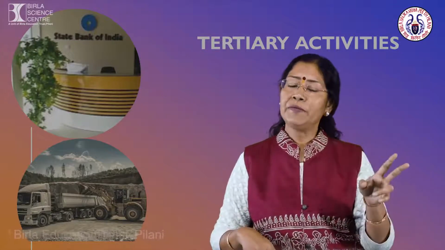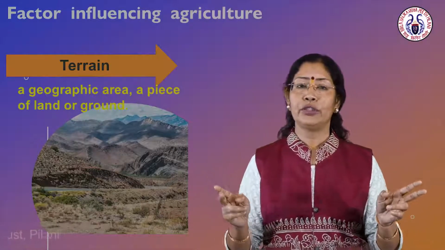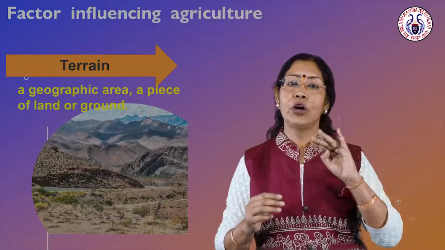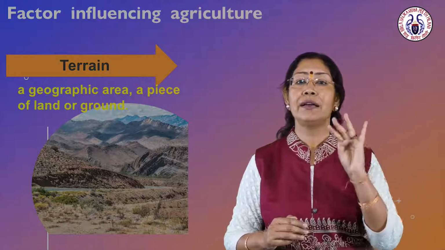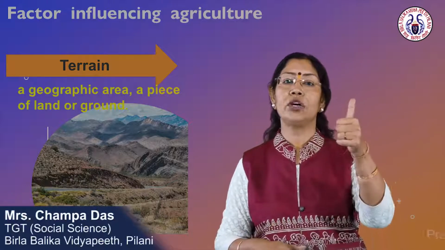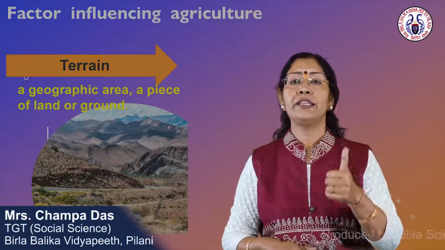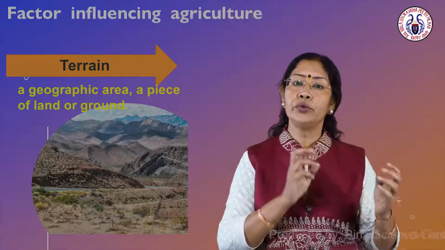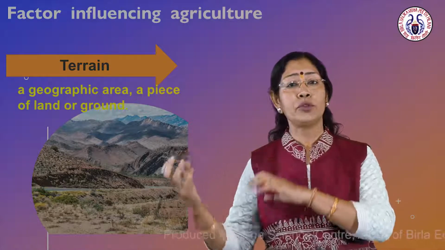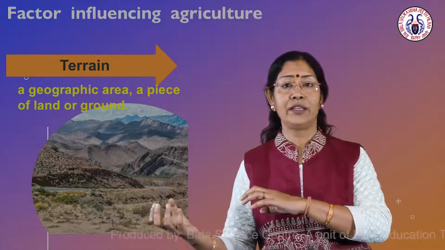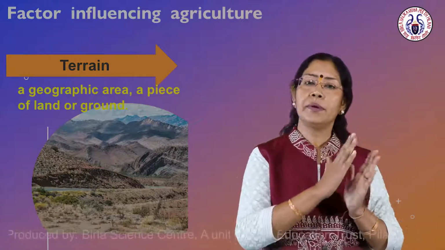Now, we have been discussing agriculture, and agriculture matters a lot. There are some factors influencing agriculture. The first factor is called terrain. Terrain is a geographic area, a piece of land, where you are going to till, from where you are going to extract, where you are going to raise animals. Animal husbandry, the climate, it all comes under terrain.